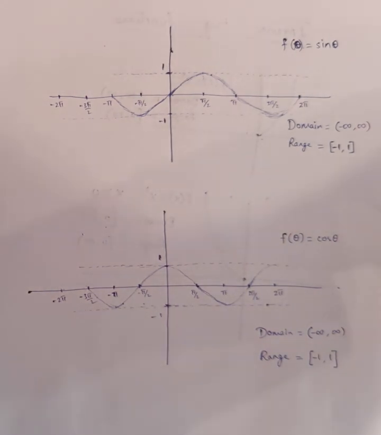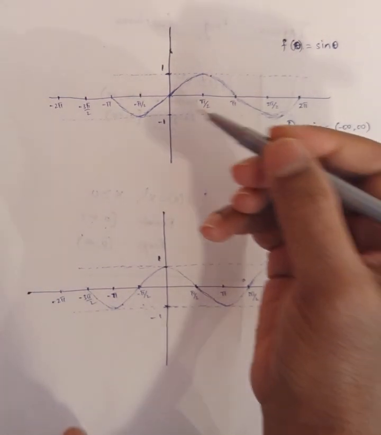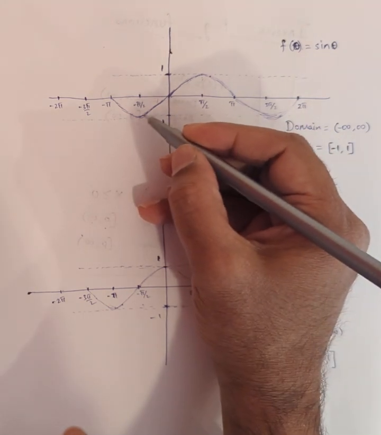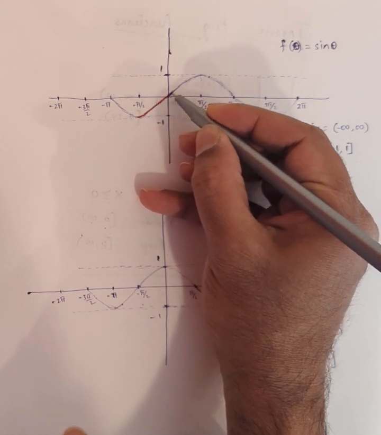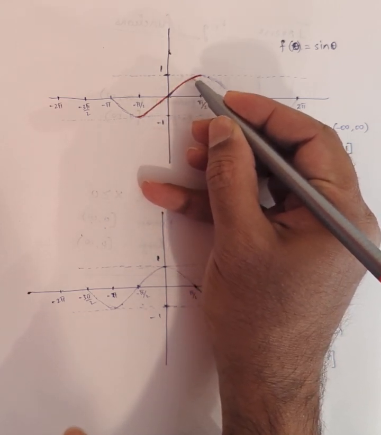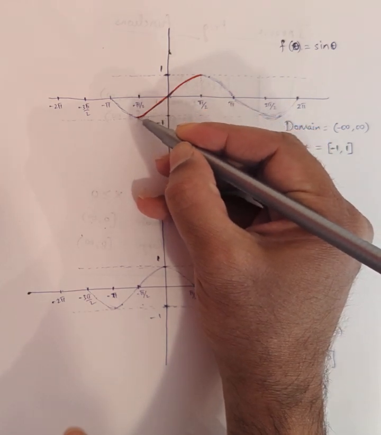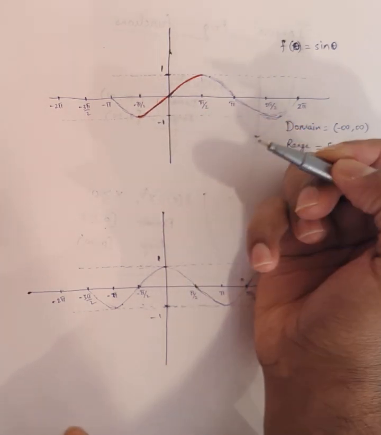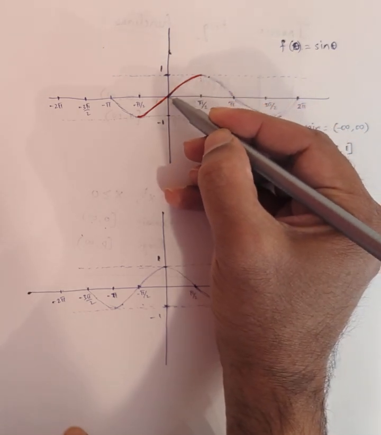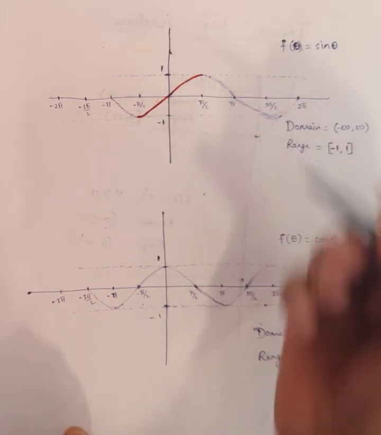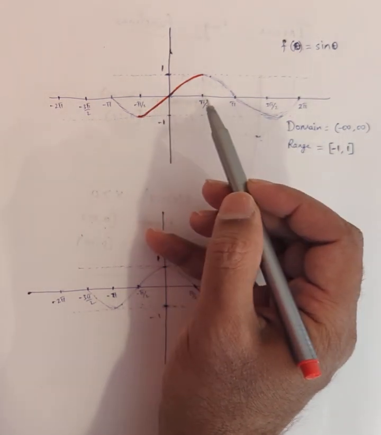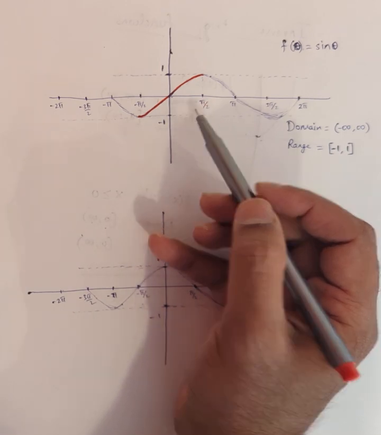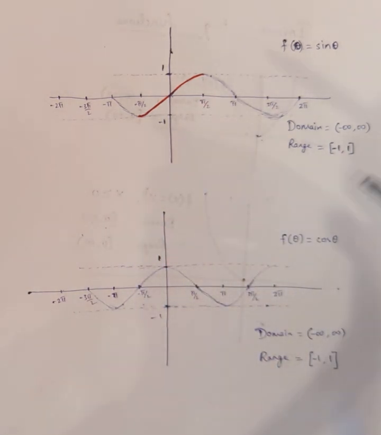So if I want to include all the range values, then this is what I'm going to do. I want to have negative 1 to positive 1, but I only want to have one branch or one section. So look at this part of the graph. The sine function restricted to just this domain, negative pi over 2 to positive pi over 2, will be invertible, and it would have the same range from negative 1 to 1.